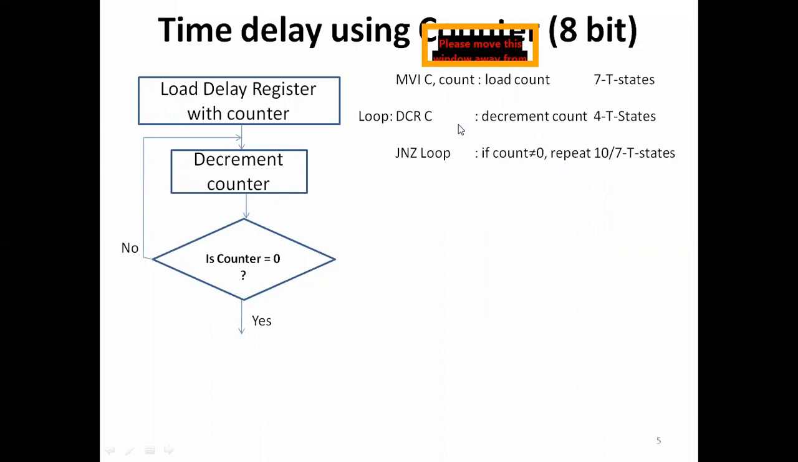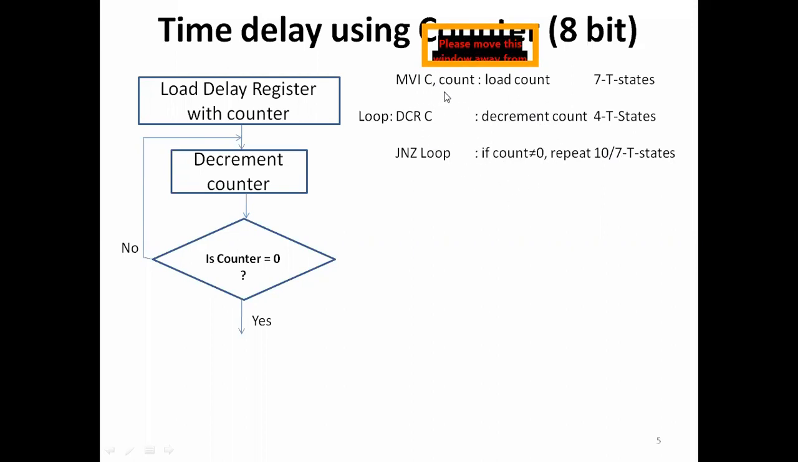It means that for the count value, up to count minus 1, it will take 10T states. But when the count value becomes 0, it will take 7T states. Depending upon that, we have to consider how many T states will be consumed in executing this particular program. Then we will be able to calculate the time, because we know the time period of 1T state multiplied by the total number of T states.